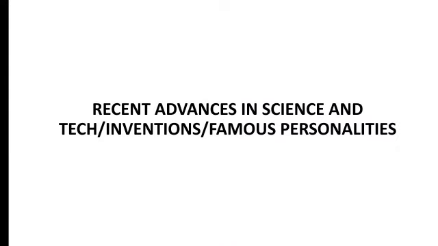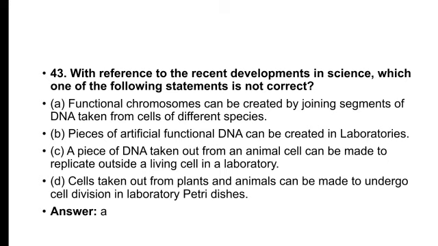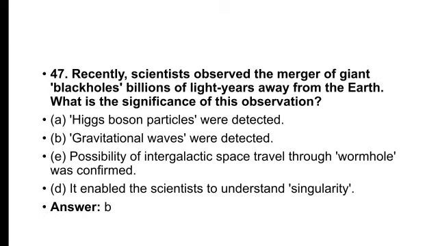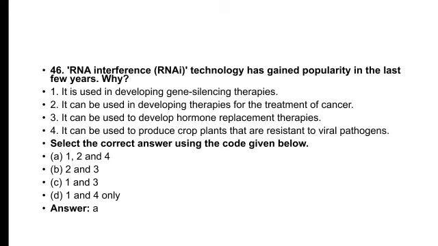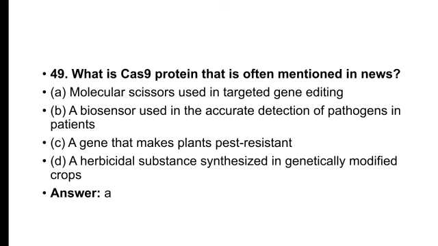The fifth important topic is recent advances in science and technology, inventions and famous personalities. This is where reading newspapers and current affairs pays off. Let's look at a few questions. In this question, as you can see, the word recent. Let's look at the second question. You can also note the word recently. Look at this question. You can see in the last few years. And in this question, you can see often mentioned in the news.